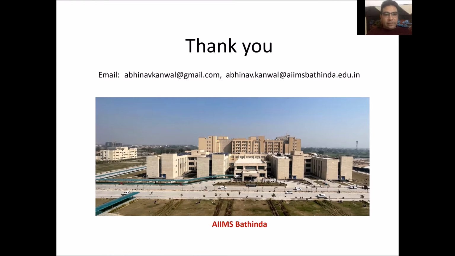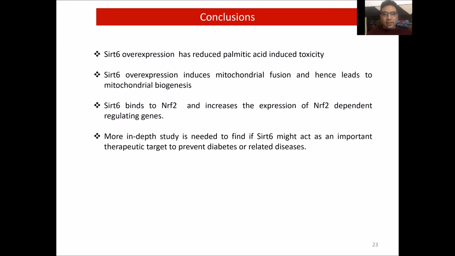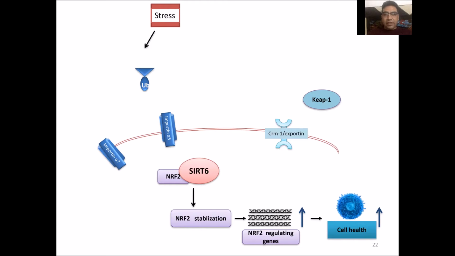Here we have seen that if there is SIRT6 stabilization, then NRF2 will come down. Where there is more SIRT6 expression, SIRT6 gets attached to NRF2 and KEAP1 remains away. Once NRF2 is stabilized, the NRF2-regulated genes will go up. So this is how the cell health can be very good.